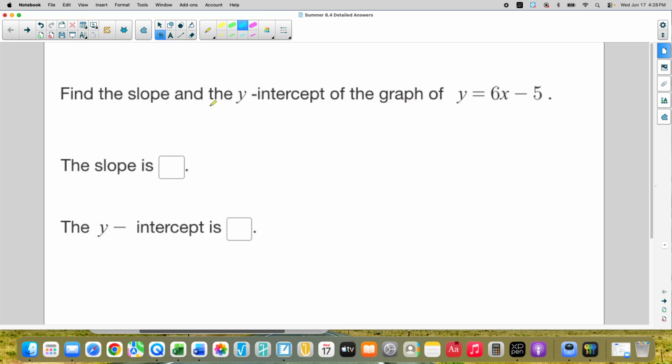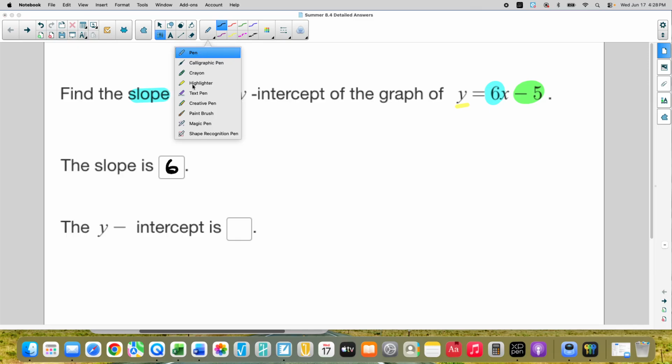So when we're given this, we notice it's in slope-intercept form because it's isolated for y. When y is isolated, we know that it's in slope-intercept form. We have our x, we have our constant. So 6 is going to be our coefficient of x, or our slope, and negative 5 is going to be my y-intercept. So the slope is 6. My y-intercept is going to be the constant.